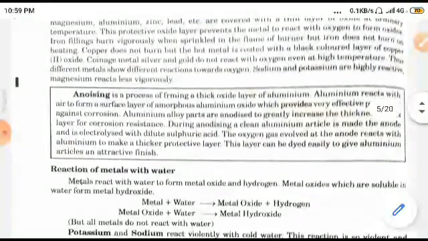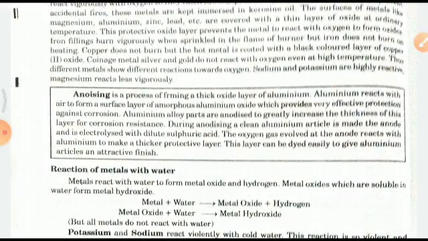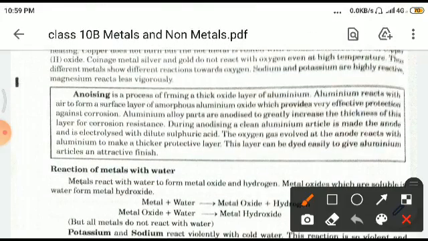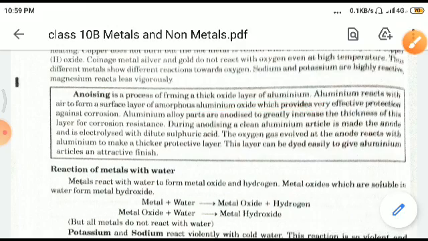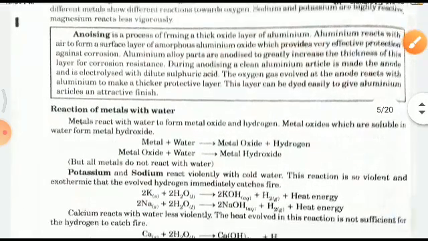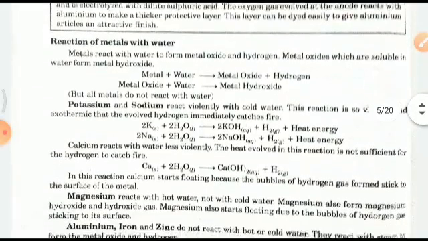Now, what is anodising? Anodising is the process of forming a thick layer of aluminium oxide. Reaction of metal with water: they form metallic oxide, and hydrogen is liberated.